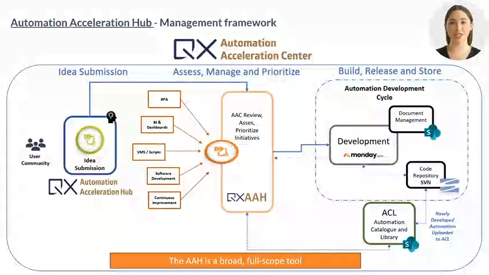Here we can see the general structure and all of the elements that come into play for the AAH framework. We start from idea submission to the assessment and prioritization, and use different applications for the release of the solution like Monday.com, SharePoint, and SVN. All of the solutions are stored as individual attributes in the automation catalog and library in order to unlock efficiency and reuse automation solutions.